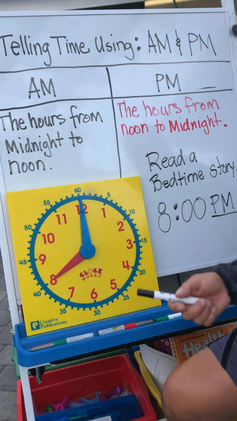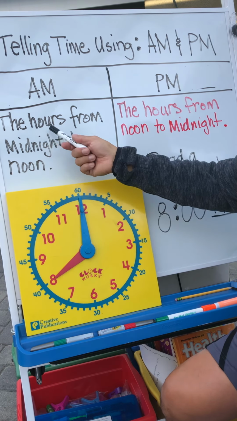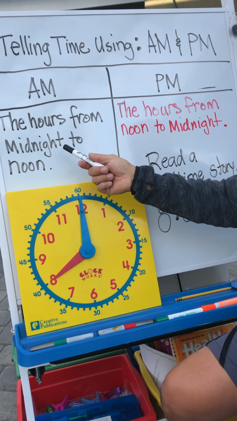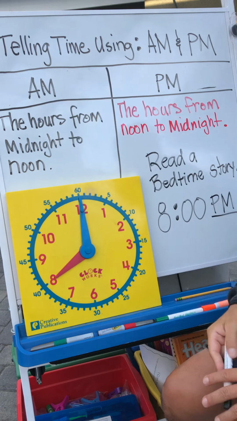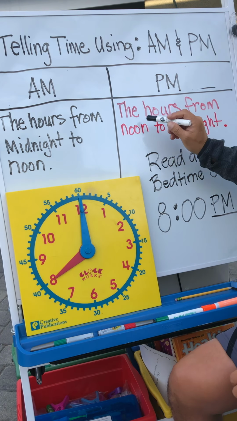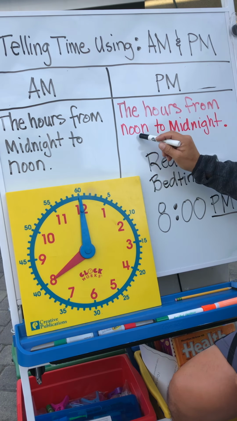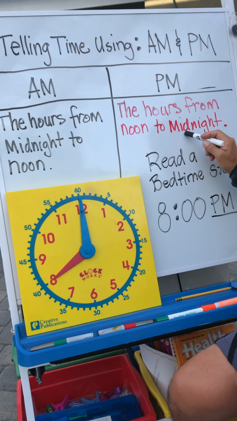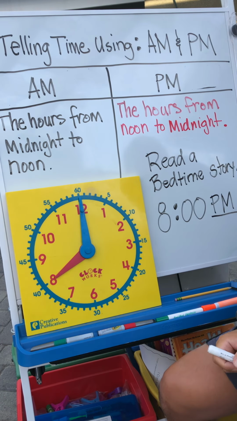So you have to remember these phrases here. The hours from midnight to noon is our AM hours, and the hours from noon to midnight are the PM hours. Now let's practice another one, okay?